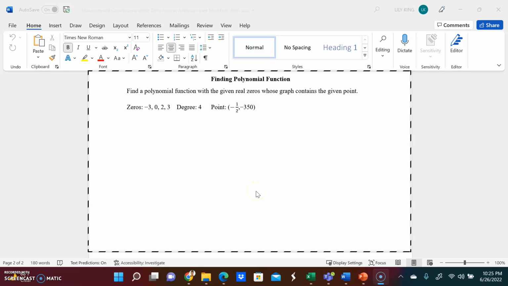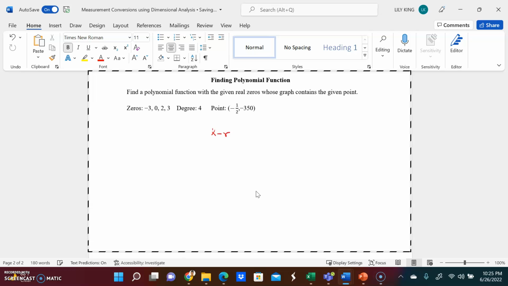In this video, we're going to find a polynomial function with given real zeros whose graph contains a given point. So by definition, and this is something that you always have to remember whenever you're finding a polynomial function with given real zeros and a point: if r is a real zero of a polynomial function f, then x minus r is a factor of f.